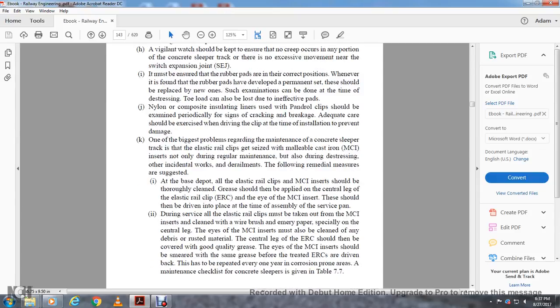At the base of the depot, all elastic rail clips and malleable cast iron inserts should be thoroughly cleaned. Grease should then be applied on the center leg of the elastic rail clip and the eye of the malleable cast iron insert. They should be driven into place at the time of assembly of the panel.